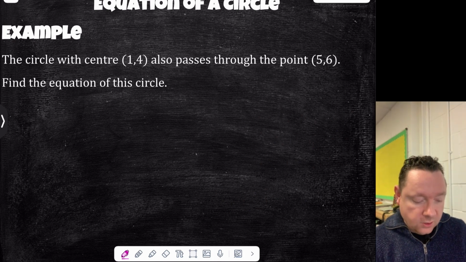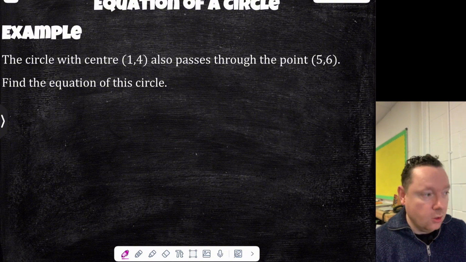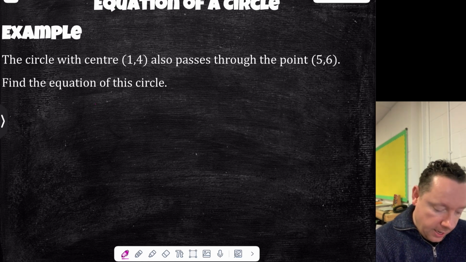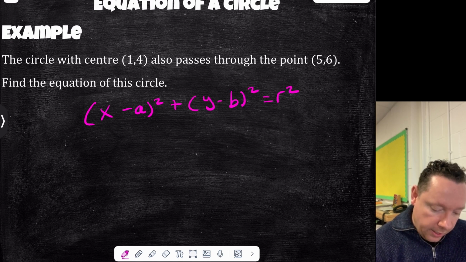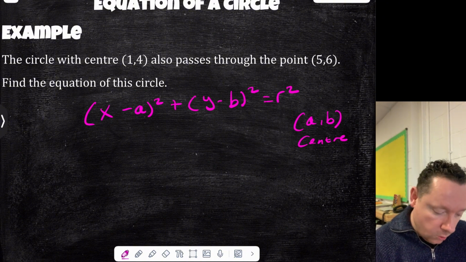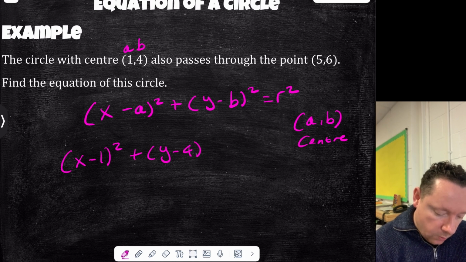Okay, let's go to an example. The circle with the centre 1, 4 passes through the point 5, 6. Find the equation of this circle. So we know the general equation of the circle is x minus a squared plus y minus b squared equals r squared, where a and b is the centre. You can check the start of the exam paper for that, it gives you it. So using the centre, that's our a, that's our b there. So we've got x minus 1 squared plus y minus 4 squared equals r squared.